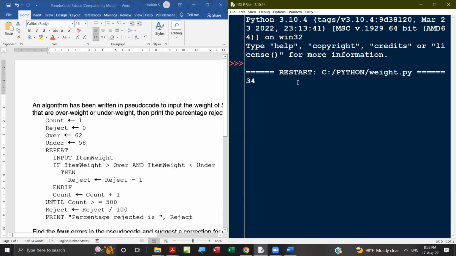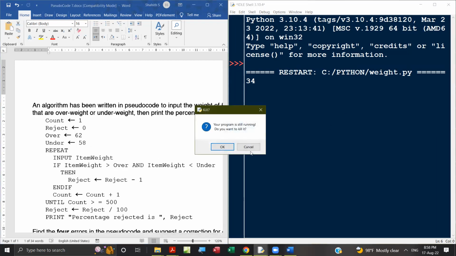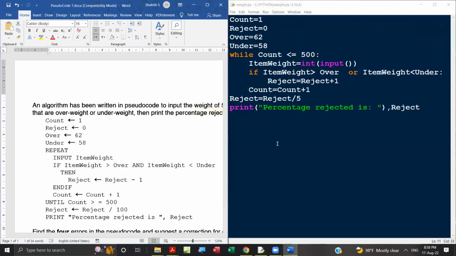So here 34. Oh, one thing. Here it's for 500, yeah. So it is difficult to input 500 items. So for checking, we can reduce it to 10 items. But here you need to change the formula also, yeah.